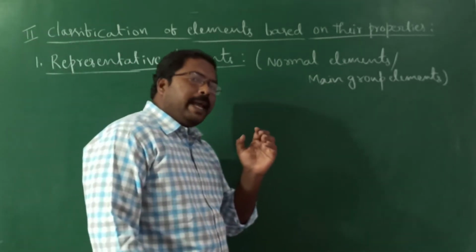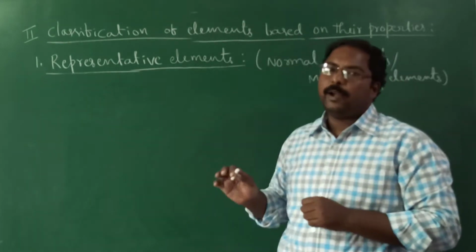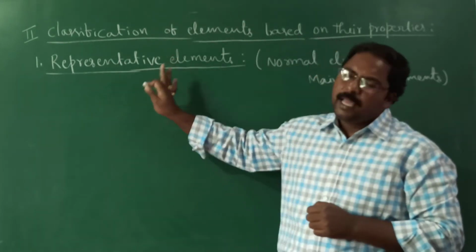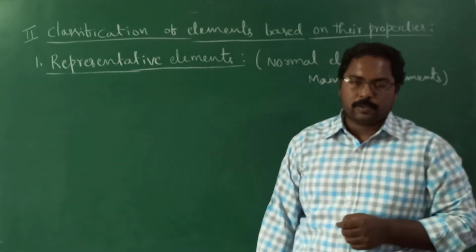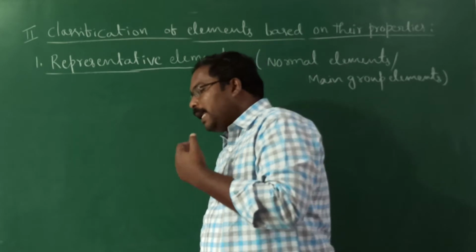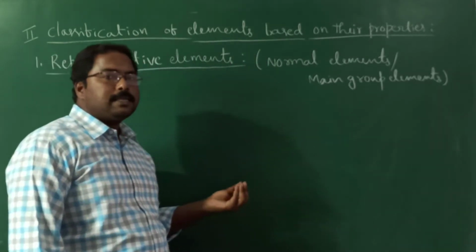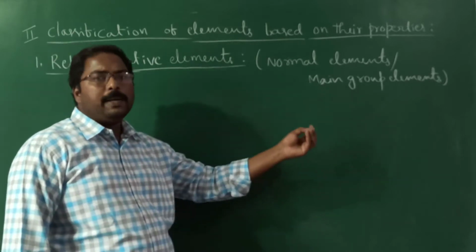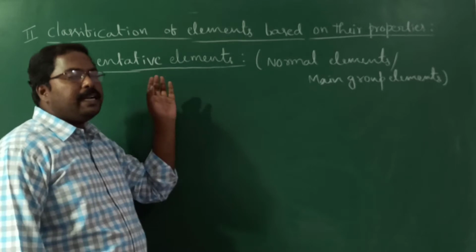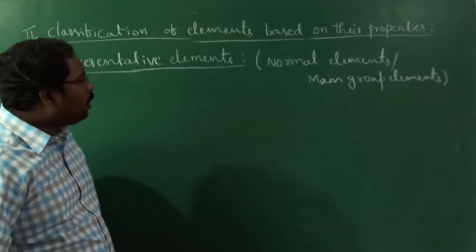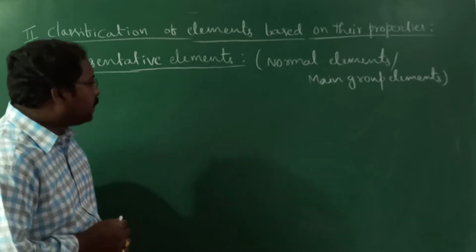Okay. So mainly all the non-metals as well as metalloids come under these representative elements, even including some metals also. Even the highly reactive metals like alkali metals and alkaline earth metals, along with all the non-metals and metalloids, are included in these representative elements. Now first of all, coming to the definition of representative elements.